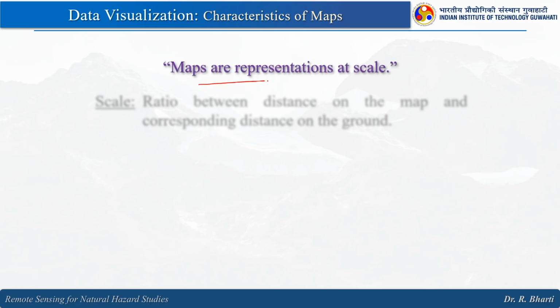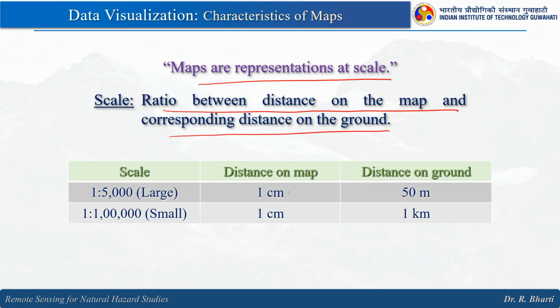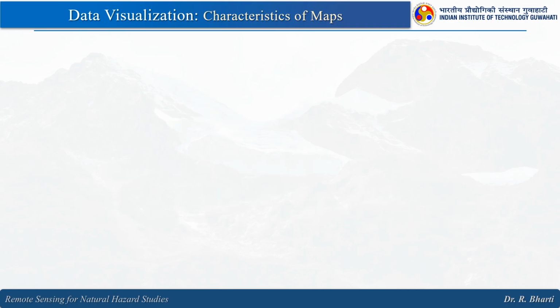So, maps are representation at scale, and scale is basically the ratio between the distance on the map and the corresponding distance on the ground, right. So, here 1 centimeter on the map represents 50 meter on the ground, and in another one 1 centimeter on the map represents 1 kilometer on the ground. So, in both the cases you see the scale is 1:5000, 1:1 lakh, right. This is very important whenever you are generating the maps.